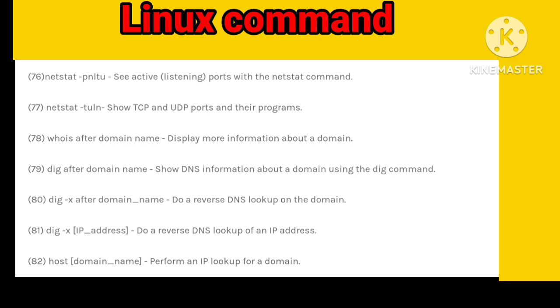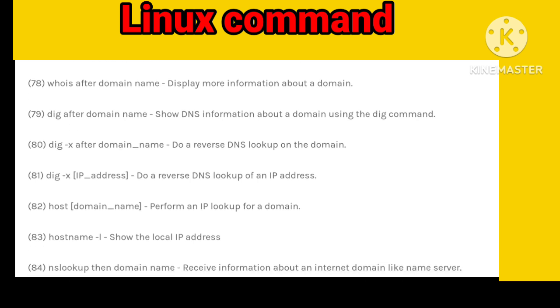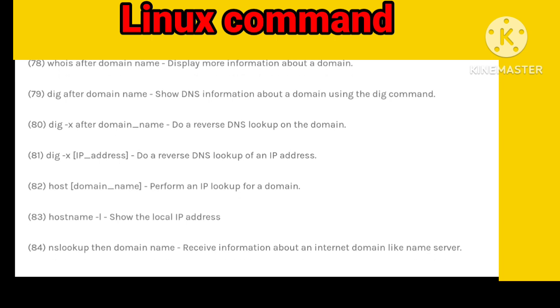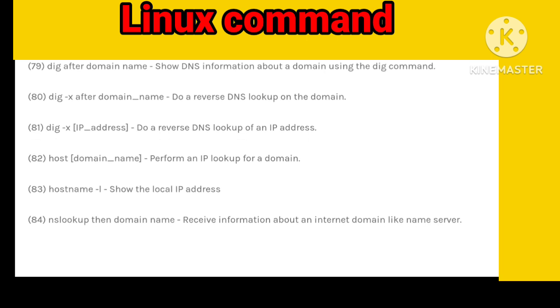Next is dig followed by the domain name. This command is used for showing DNS information about a domain using the dig command. Next is dig -x followed by the domain name. This command is used for reverse DNS lookup on the domain. The next is dig -x followed by an IP address. This command is used for reverse DNS lookup of an IP address.